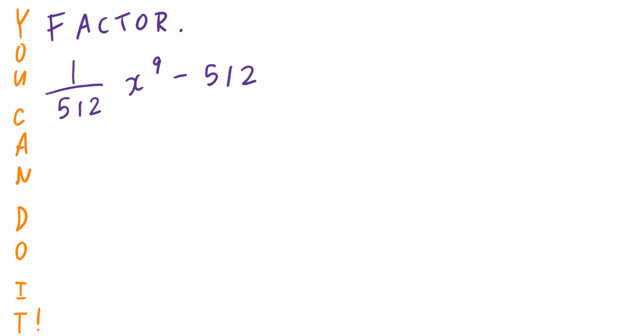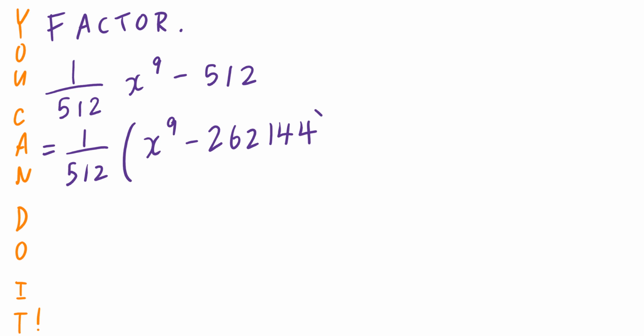Step 1. Common factoring. Think about the common factor of 1 divided by 512, which you can copy at the front. In the brackets, this is going to be x to the power of 9 minus 512 times 512, and that's going to give you 262,144.